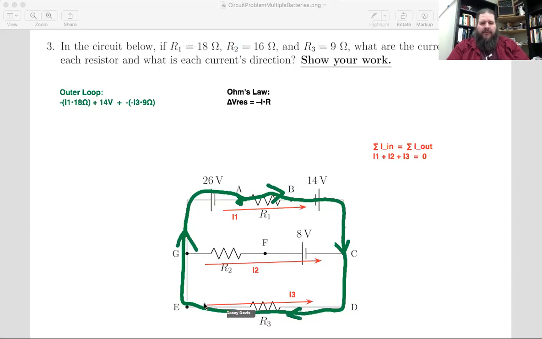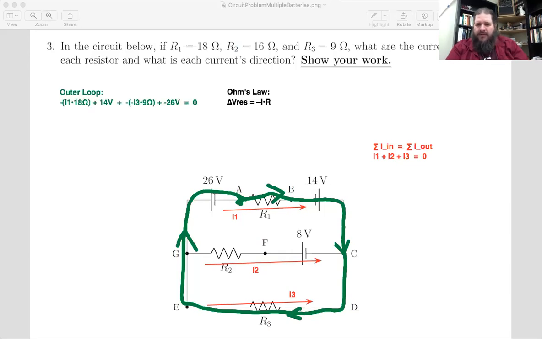After R3 backwards, what's the next thing you pass through? You lose 26 volts. Yeah, since we're going through the battery backwards, then we're losing 26 volts. So that would be plus negative 26 volts. Then we're back to where we started, so those have to add up to 0 because that's a complete loop.